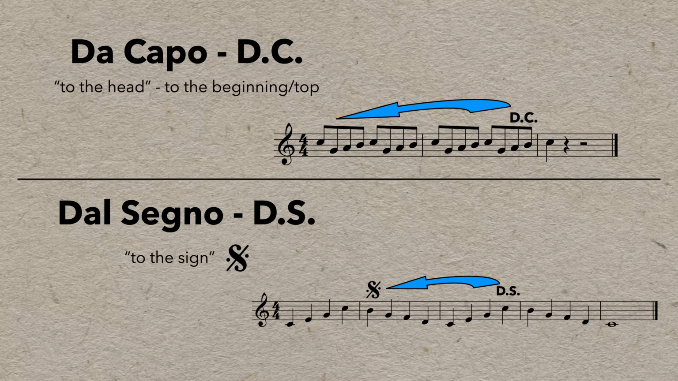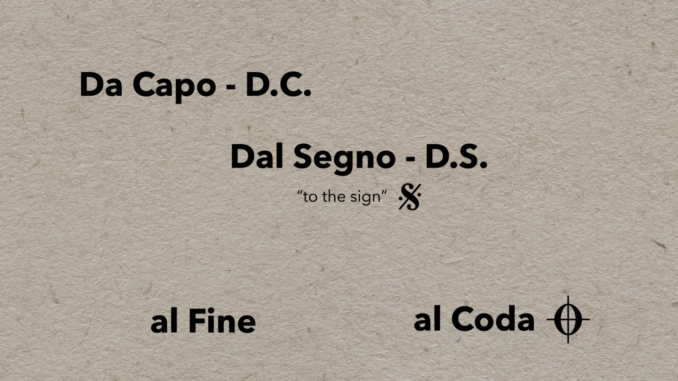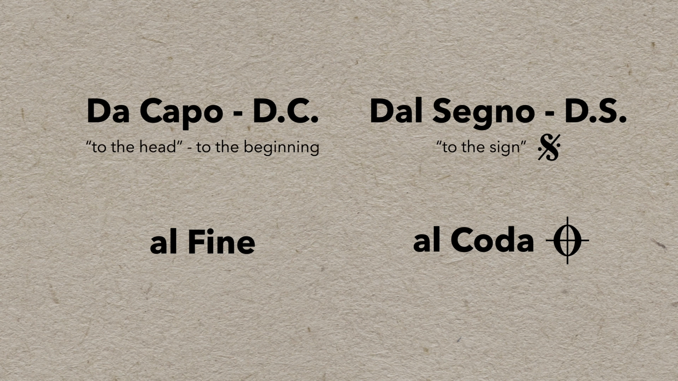So DC means da capo, to the head, the beginning, or the top. And DS means Dal Segno, to the sign, this thing. And while these terms can stand on their own, they're often combined with either al fine or al coda. Al fine just means to play until you see the word fine, which means ending, then stop.